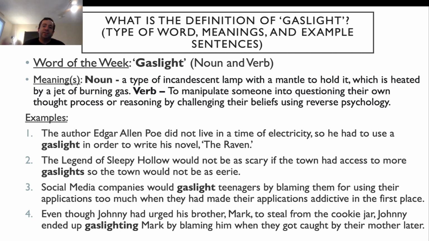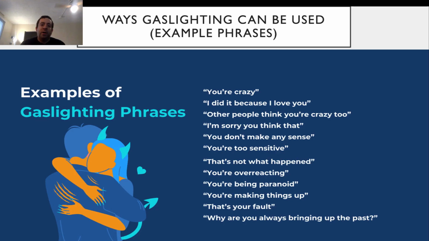So manipulation is a huge part of the verb. Blaming someone, kind of urging them to do something wrong, even though they blame them later for getting caught, or it's kind of manipulating them to do something they don't want to do, and then blaming them for having done it. So yeah, I know that's a lot, but I hope you found these examples and the meaning useful for gaslight. Before we go, let's look at ways gaslighting can be used.